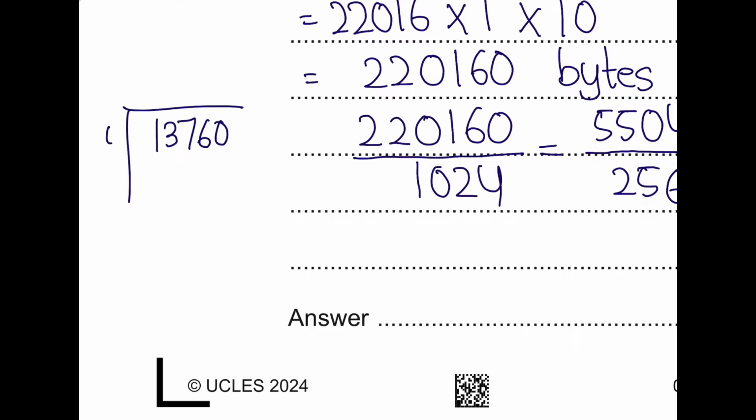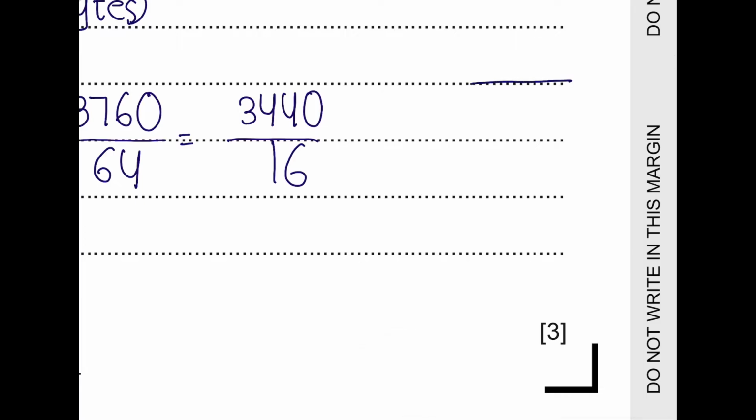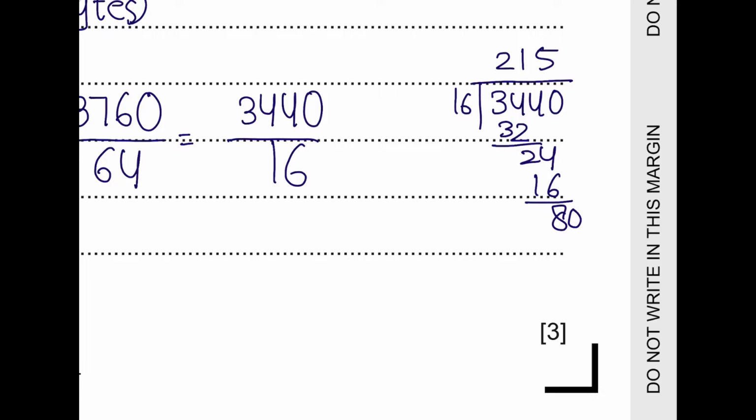13,760 divided by 4. 4 into 3 is 12. 1 remains, 17. 4 into 4 is 16. 1 remains, 16. 4 into 4 is 16. So 3440. Now, if you simply do 3440 over 16, it's a much easier calculation. So 3440 divided by 16. 16 times 2 is 32. You have 2 remaining, 24. 16 times 1 is 16. So this goes to 215, and the value is in kibibytes.